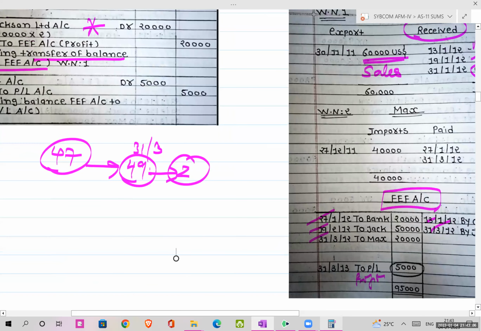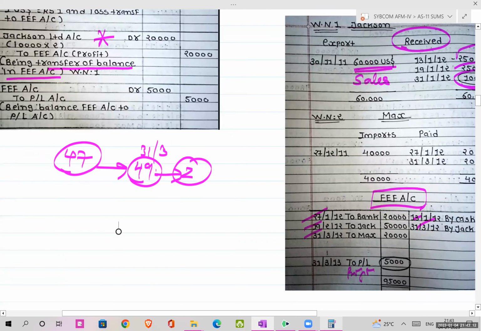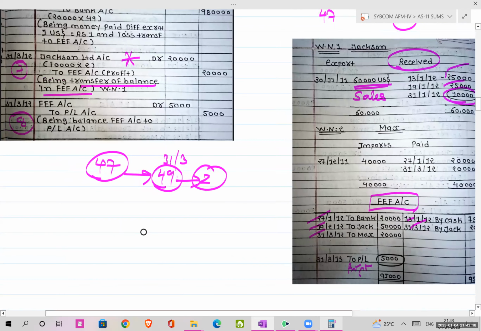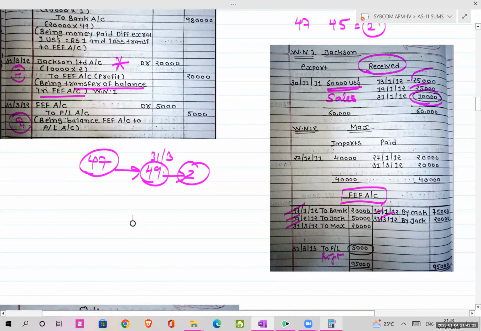Journal entry number 8, FEF account debit to P&L account, being balance in FEF account transferred to P&L. Okay, so I hope these journal entries are clear to everyone.